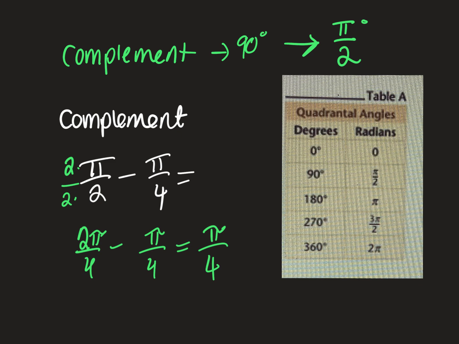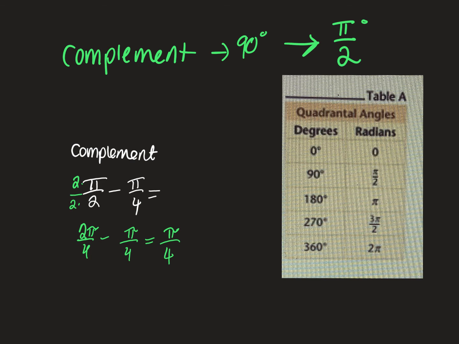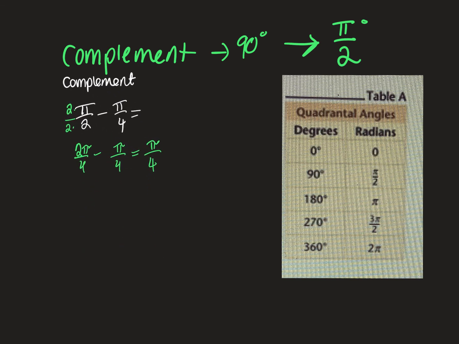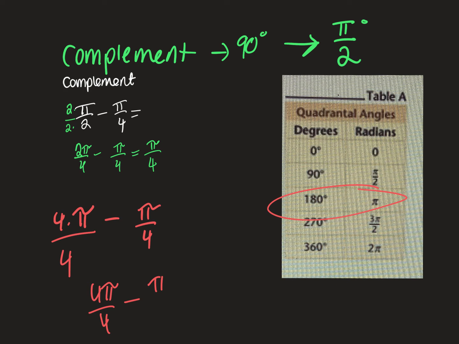All right, and then basically you have the same process for the supplement, except we're subtracting from pi instead of pi over 2. Again, get that common denominator, so multiply by 4 over 4. So you get 4 pi over 4 minus pi over 4. So 4 pi minus 1 pi is 3 pi over 4 would be the supplement. Again, use your calculator to do that as long as it's leaving pi in your answer. I don't want decimals.